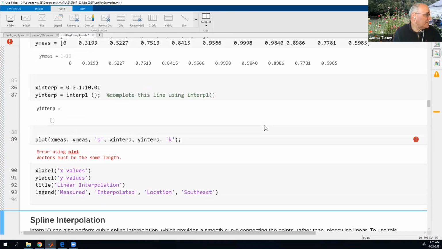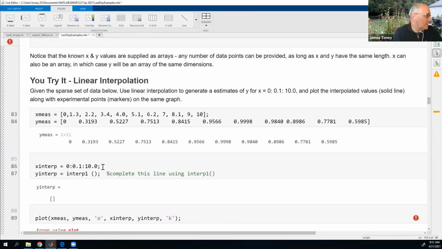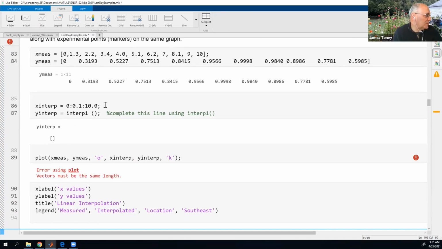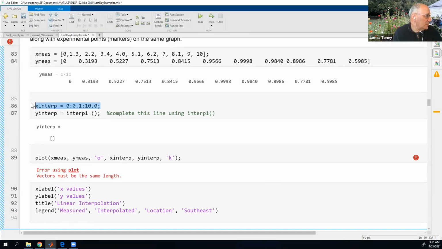But in the exercise, we'll just have you complete this problem. Just do linear interpolation to fill in between the known data points.